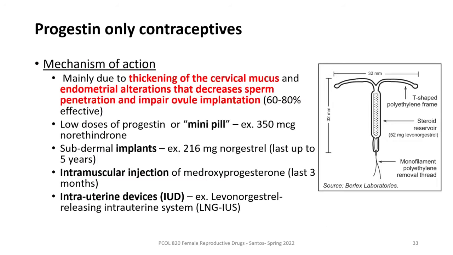When you use progestin-only contraceptives, the mechanism of action is mainly due to the thickening of the cervical mucus and the endometrial alterations that decrease sperm penetration and impair ovule implantation. So you will see progestin as part of the intrauterine devices, like we see here on the right-hand side. It could be given as an intramuscular injection. It could also be subdermal implants that can last up to 5 years, or it could be what we call the mini pill, which is low doses of progestin every day.